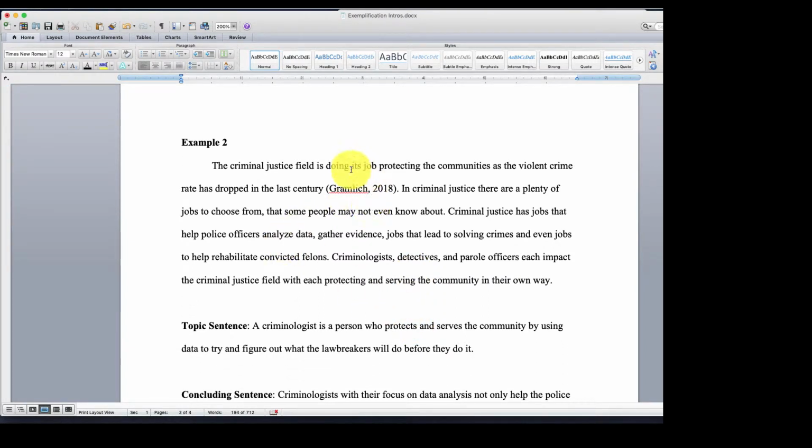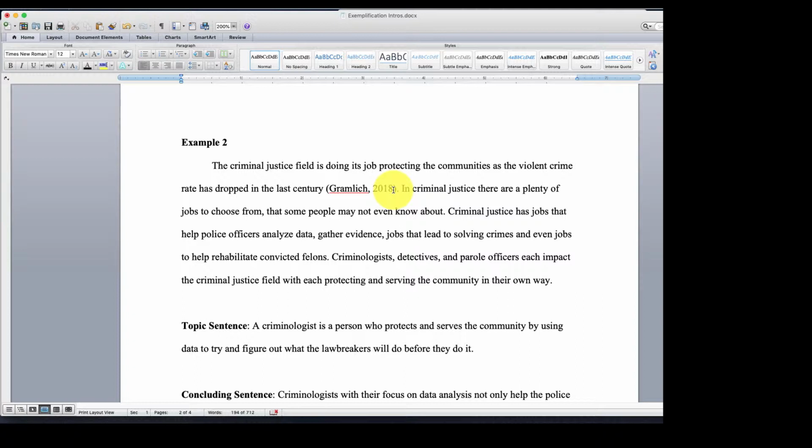The criminal justice field is doing its job protecting the communities, as the violent crime rate has dropped in the last century. Now, this person used a source. You don't have to use sources in this. However, if you do, you need to cite it.